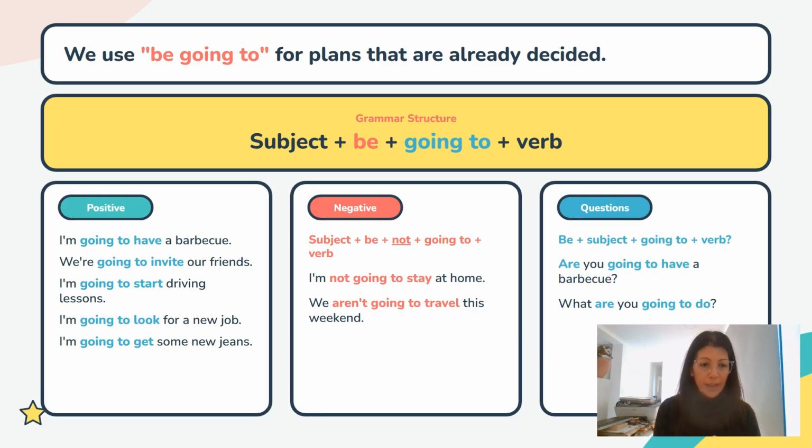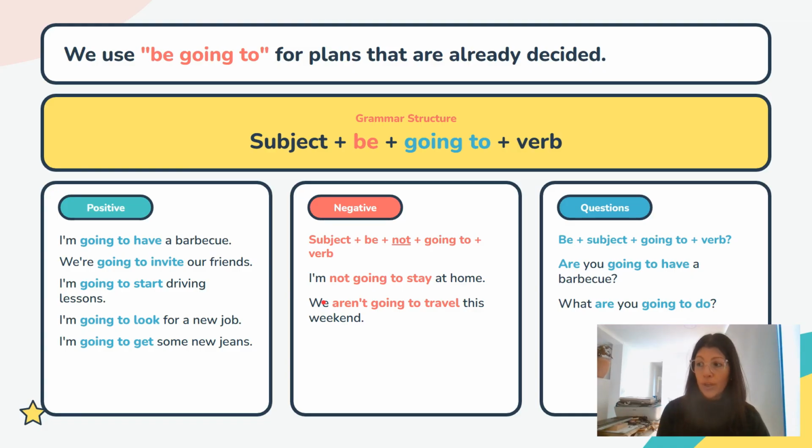For these type of plans, we use the future be going to, and we use it with the subject, the verb be, that is am, is, or are, going to, that is always the same, and the verb in the base form. In the positive, we say, I am going to have a barbecue. And in the negative, we add not to the verb be. For example, I am not going to stay at home, or we aren't going to travel this weekend.